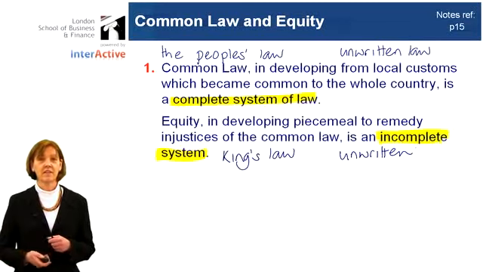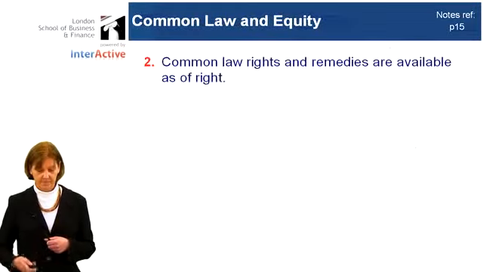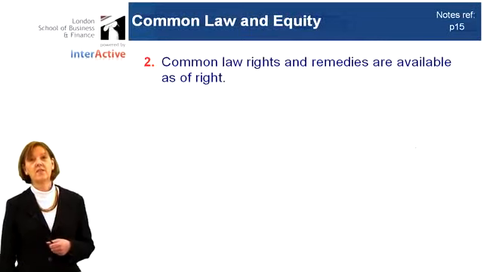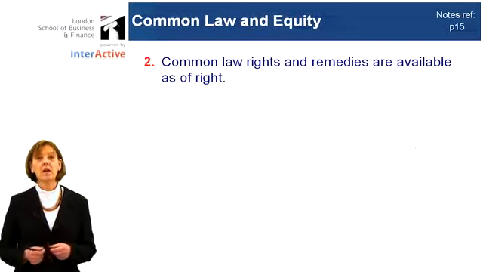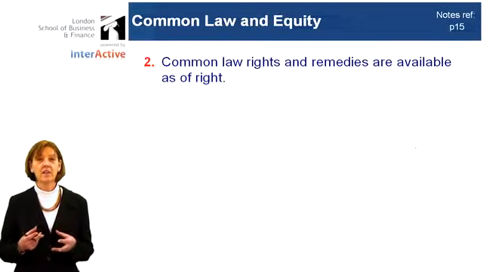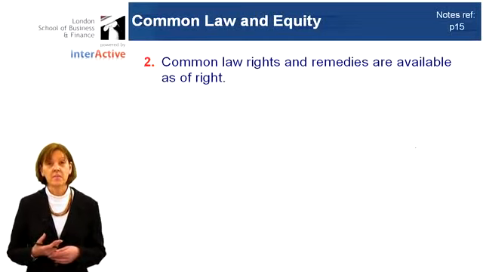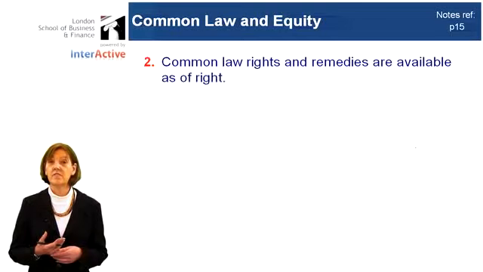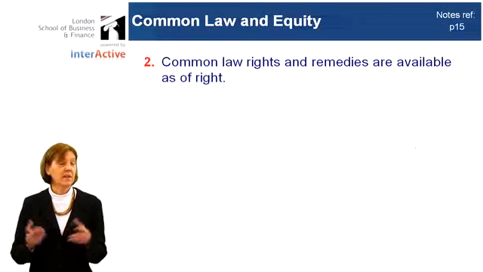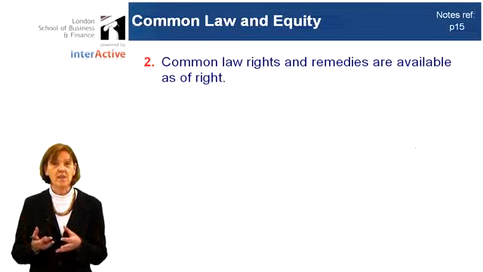Moving on to the second characteristic, firstly, of common law. Common law rights and remedies are available as of right. You have an entitlement to things at common law. So let's imagine that you're suing for breach of contract. You allege and prove that there is a breach of contract, and you ask for the remedy of damages, which is a common law remedy. The judge must award damages. He can't up and say, don't feel like it today. You have a right, an entitlement.